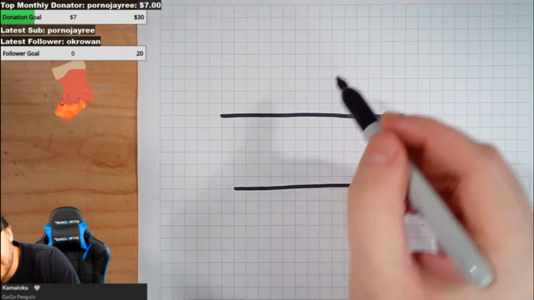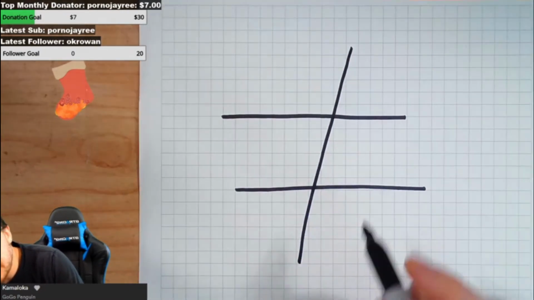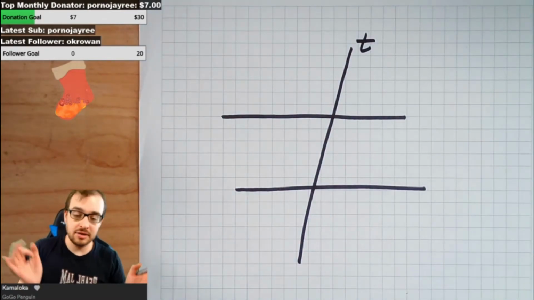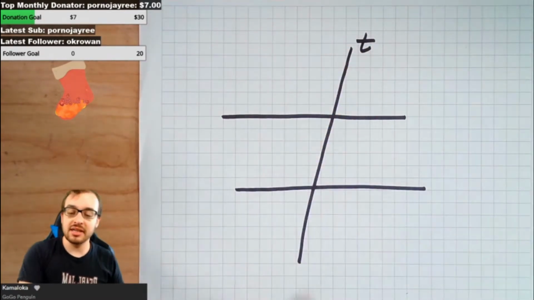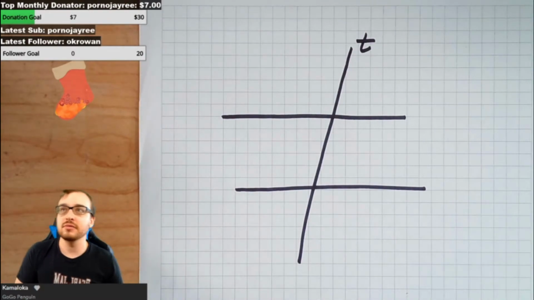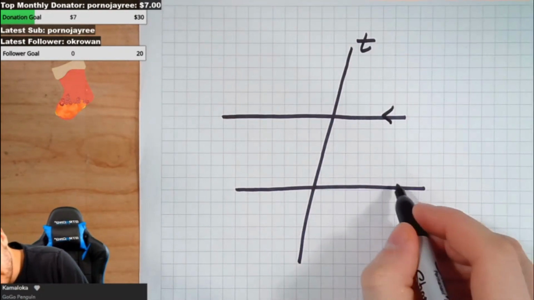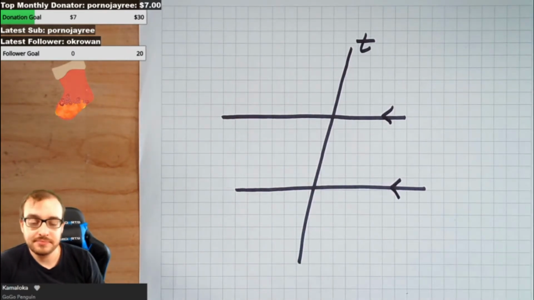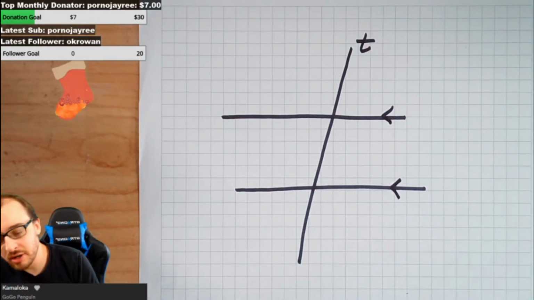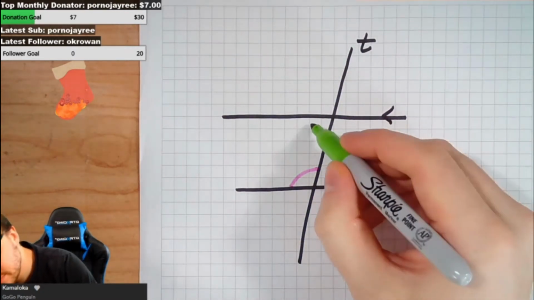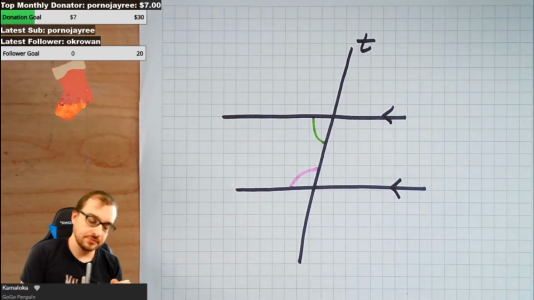And here's what he said. He said, if you have a transversal, which is this line that cuts 2 other lines, okay? 2 of any line. Doesn't have to be parallel. As long as this line cuts 2 lines, we call that line a transversal, right? And he said, if the lines are parallel, then we know that this angle and this angle are going to be supplementary.